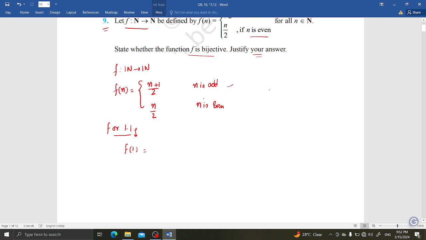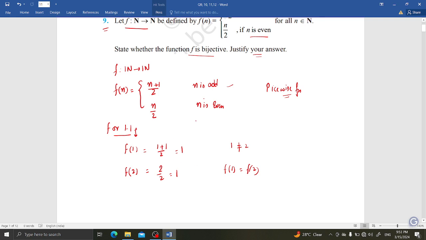Actually, it is a piecewise function. So f of 1 we will find by the first piece: (1 plus 1) by 2, and we will get 1. F of 1 is 1. But observe, if I find f of 2, the image of 2 under f, it is 2 by 2 equals 1. So 1 is not equal to 2, but f of 1 is equal to f of 2.